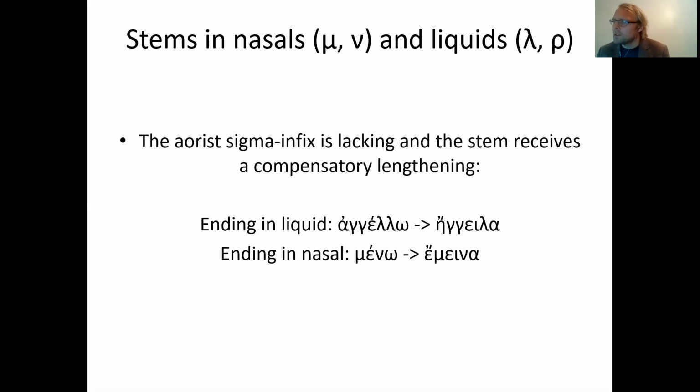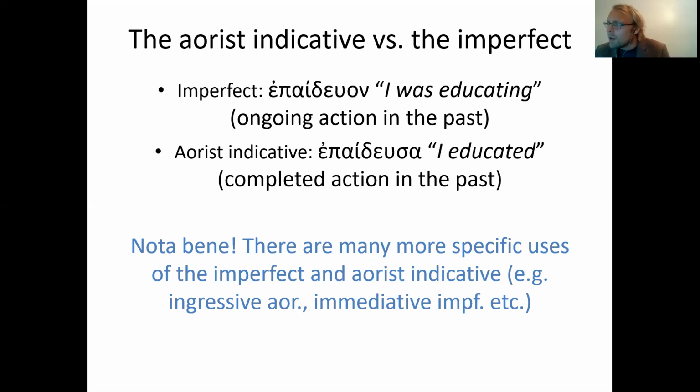Fine. Let us turn to the last topic of today then, which is the function or the meaning of the aorist. If we remember, the imperfect in classical Greek is used to express an ongoing action in the past. So the meaning of the active imperfect epaideuon is I was educating. The aorist indicative, on the other hand, generally expresses a completed past action.